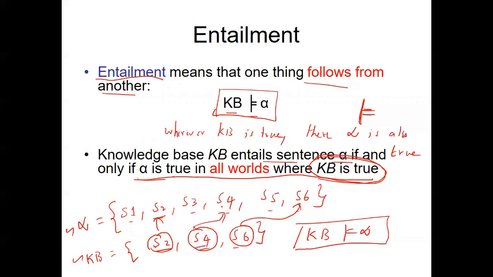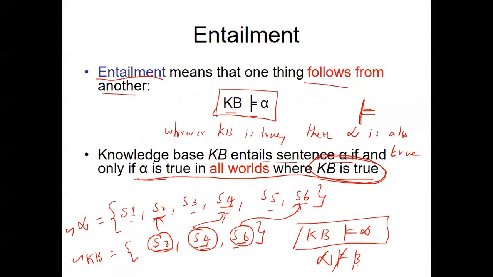S4 is true, that is true in alpha also. S6 is true, that is true in alpha also. Right? Here KB entails alpha, but alpha does not entail KB. This is false. Alpha does not entail KB. Okay. If I say alpha entails KB, then what does it mean?